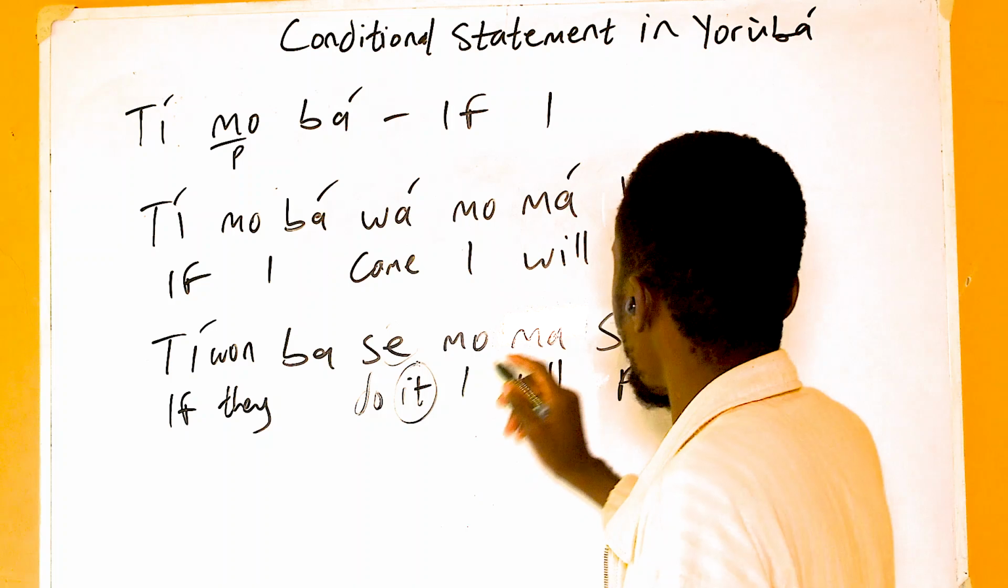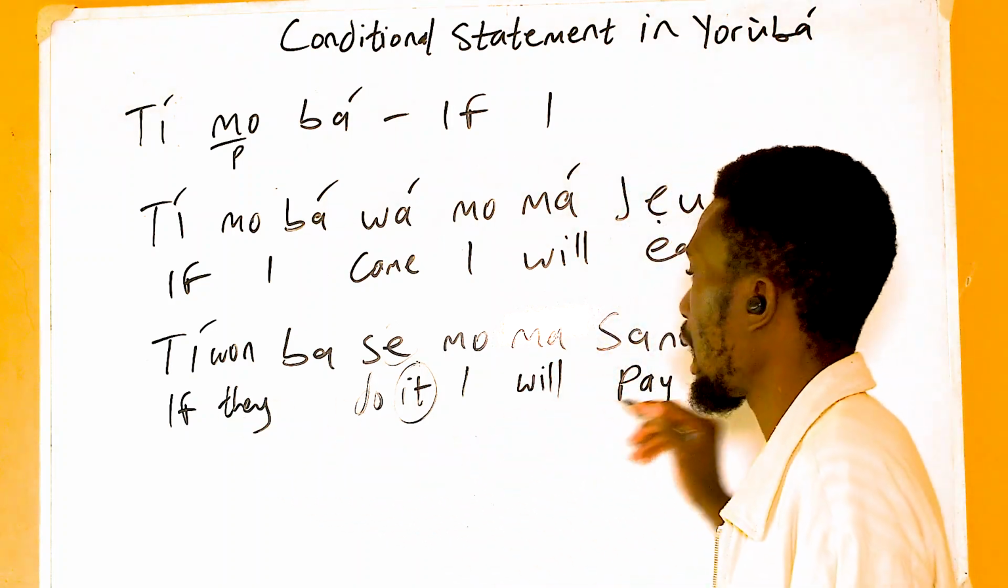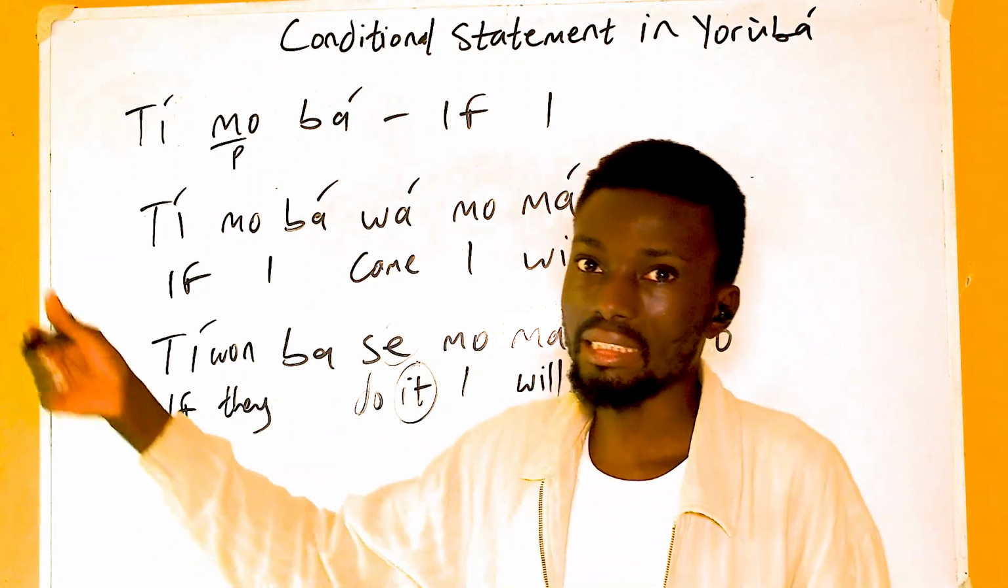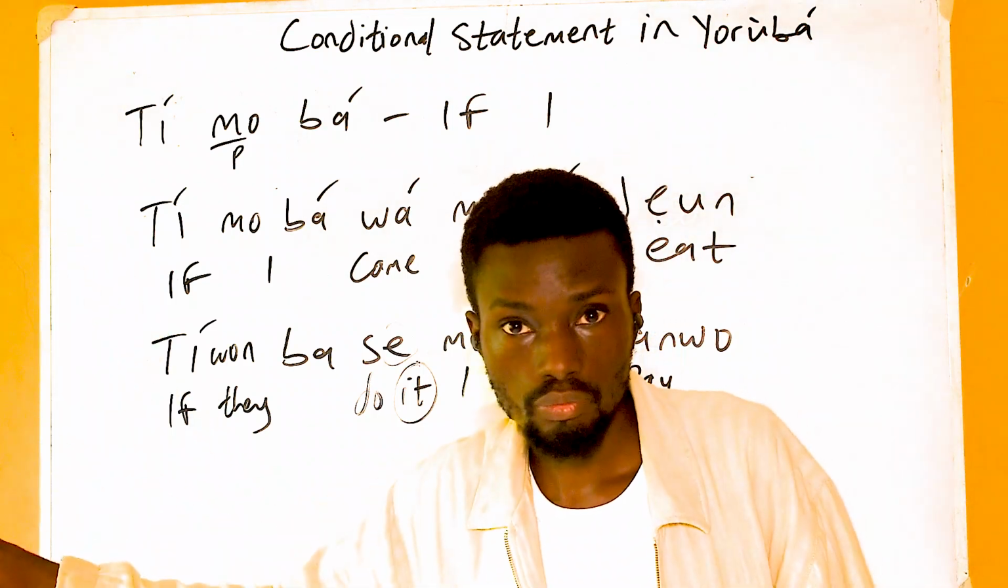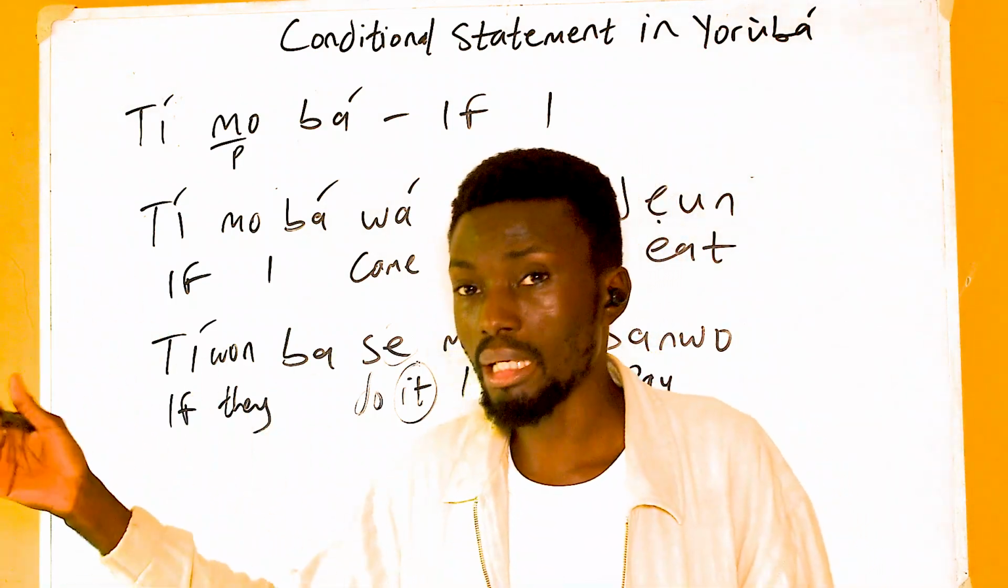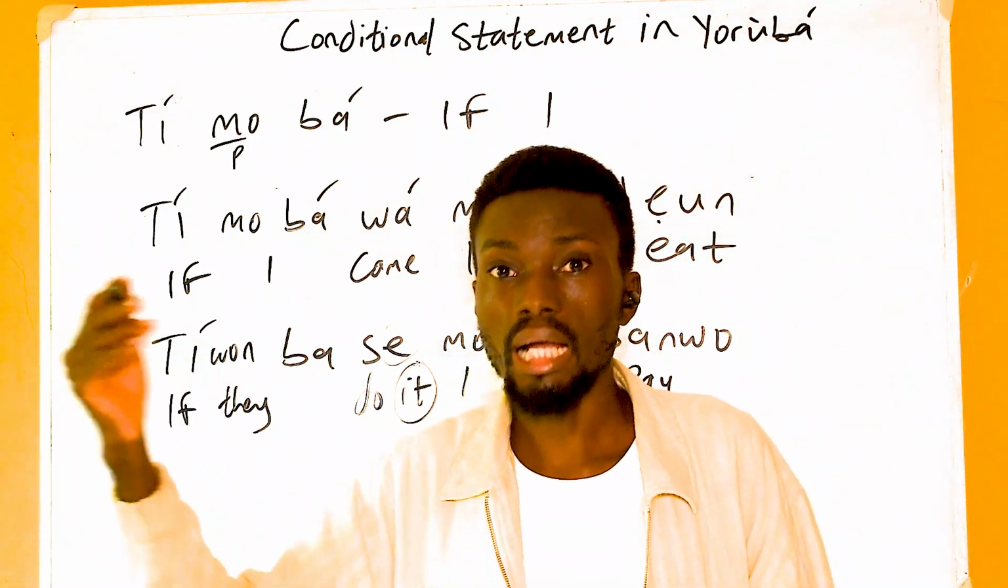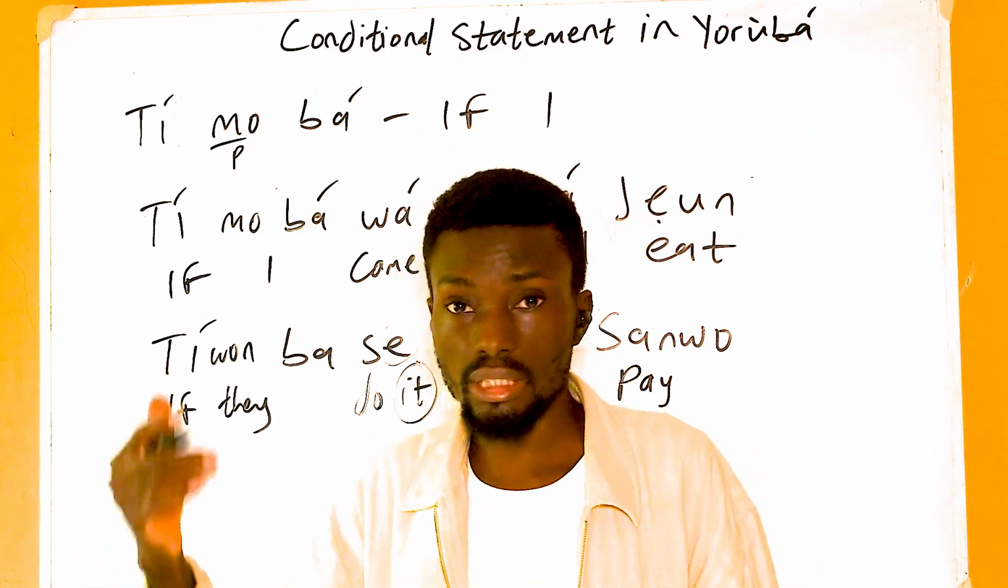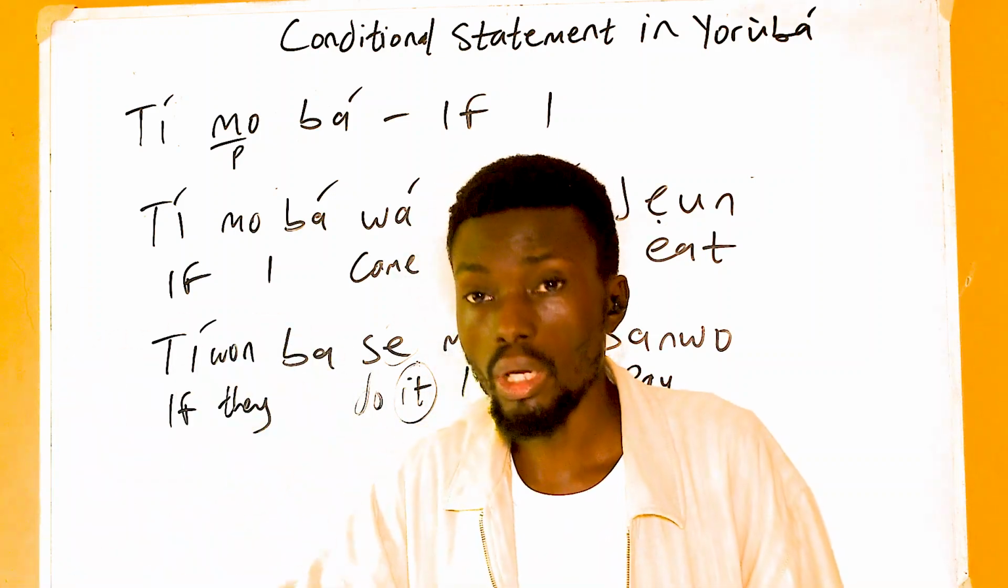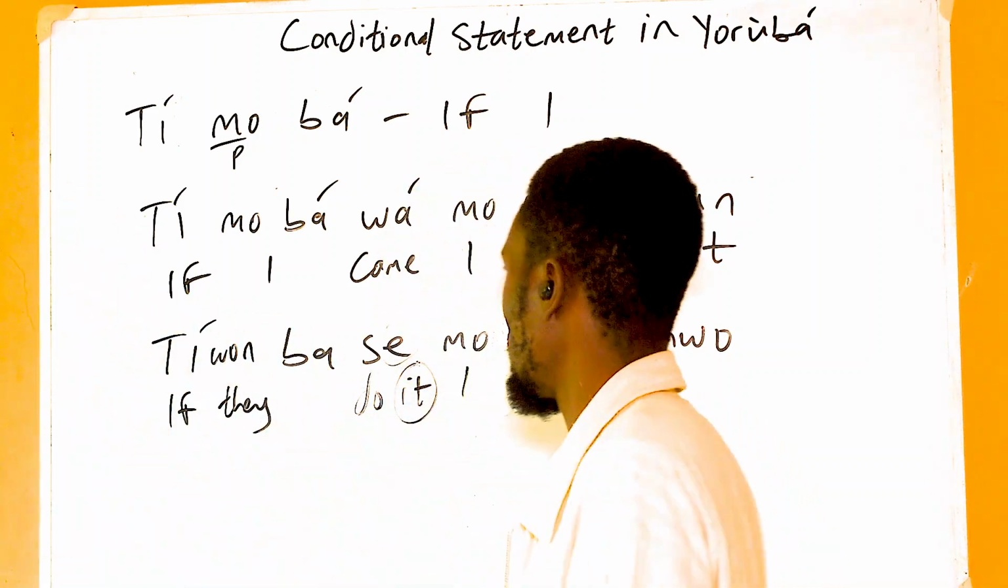So tí wọ́n bá ṣe, mo máa sanwó. If they do it, I will pay. So it can be tí wọ́n bá jẹ, mo máa bínú. If they eat it, I will be angry. Mo máa bínú. Bínú is anger. So that's just for that.